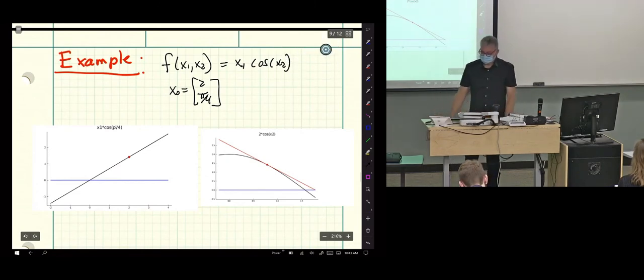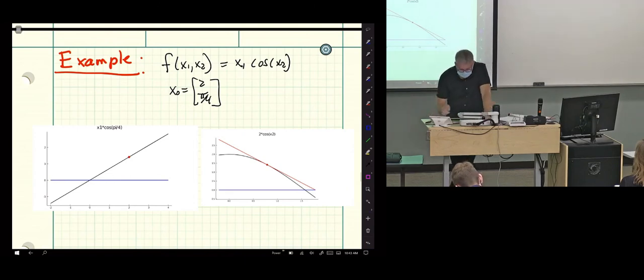So here's my function. It depends on 2 variables. What have I plotted here? Here's the point of interest about which I want to calculate these partial derivatives. Here, I put x2 equal to a constant at pi over 4, and I let x1 vary. Here's the point 2. What is the slope? Well, it's a line, so the slope is this. There's the slope, cosine of pi over 4, which is square root of 2 over 2.